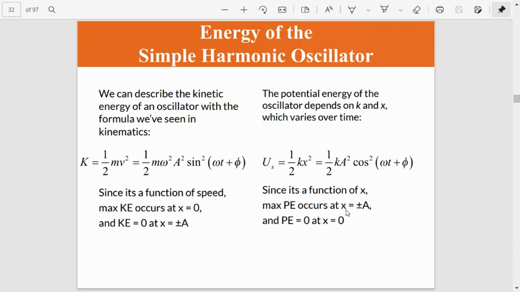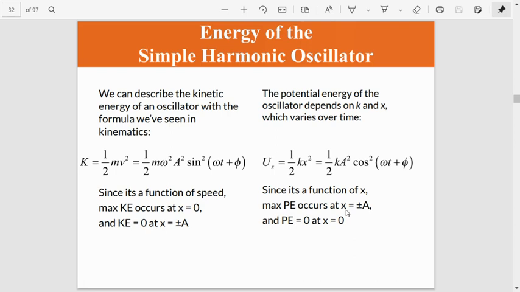At the point where the oscillator passes equilibrium, the kinetic energy reaches its maximum value. After all, that's when the speed is maximized. But when you reach the points of max amplitude, A and negative A, that's when the kinetic energy is zero. If you think back to the spring block system, that's when the block comes momentarily to a stop, in a state of full stretch or full compression.